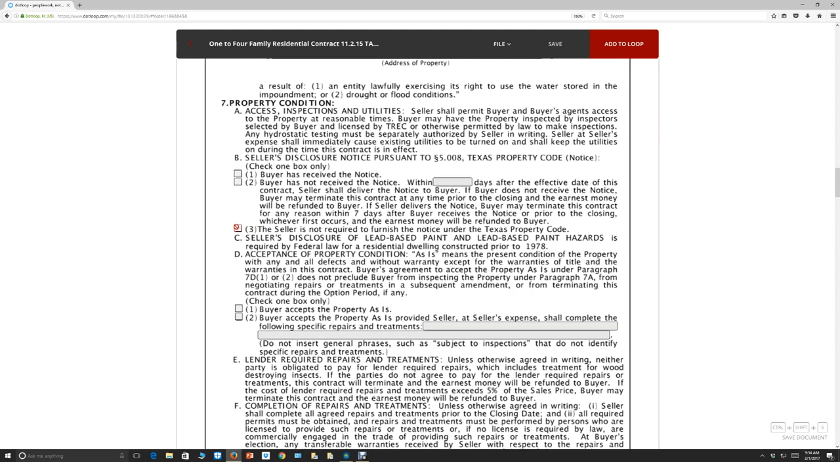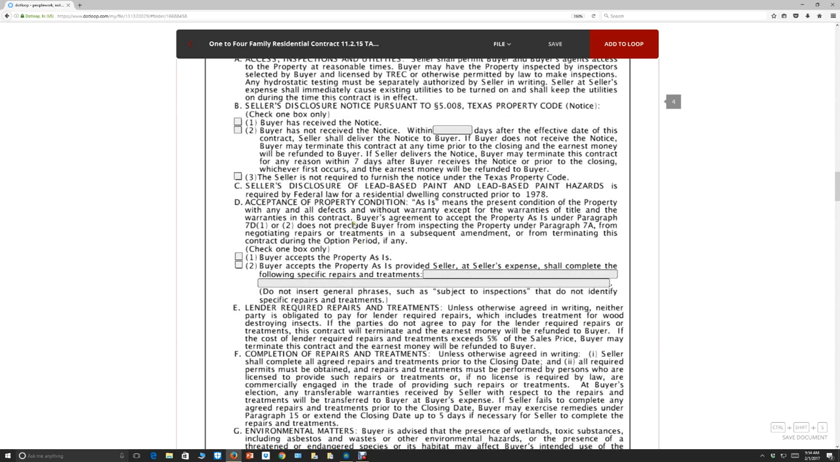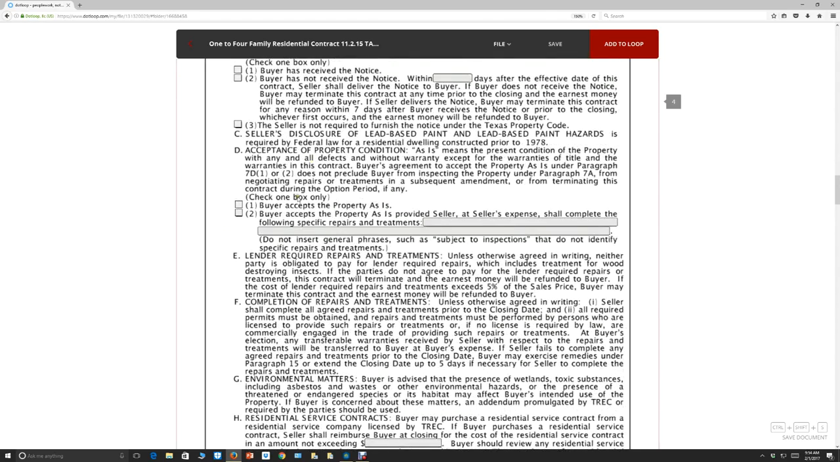And then the seller is not required to furnish, so investors must furnish, right? Banks who foreclosed on a property do not have to furnish. Builders do not have to furnish. There are people who are not required to furnish a notice. All right, let's go down to D.